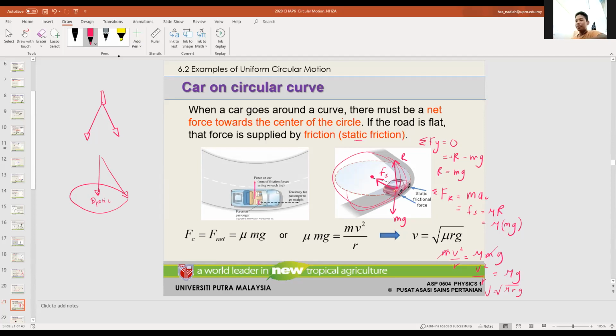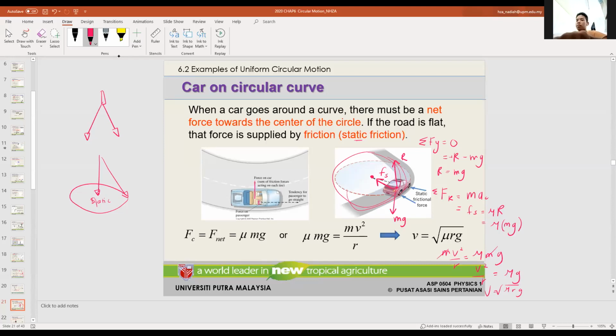Betul. So, sama juga konsep dia kat sini. Ada benda yang kena static ke arah dalam so that you can go in a circular motion. So that is what is happening for that car. So this guy, benda yang bagi ke dalam tu ialah static friction lah. Okay. So tu je cara saya nak bagi ingat.